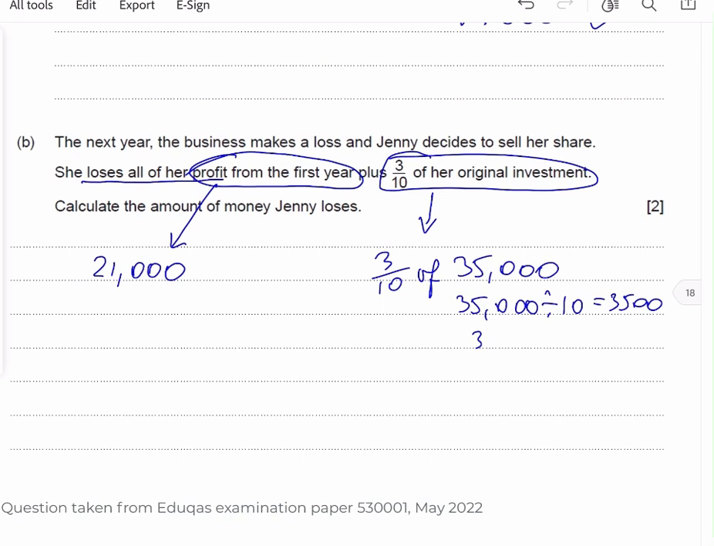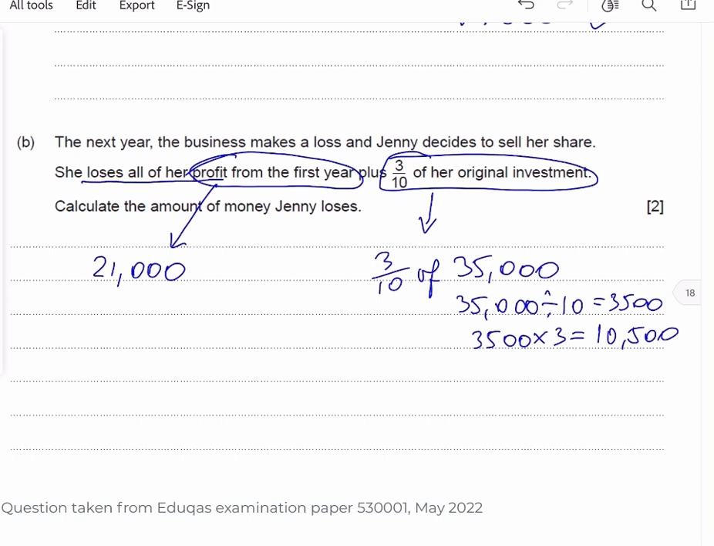Drop the 0 there, 3,500, and then times by 3. You can do 35 times 3 and add 2 zeros to your answer. This is a non-calculator question, so show all your working. Simplify it as much as you can. When you multiply, divide, you add zeros at the end, for example. So it's 10,500 here. And so we need to calculate both amounts together.